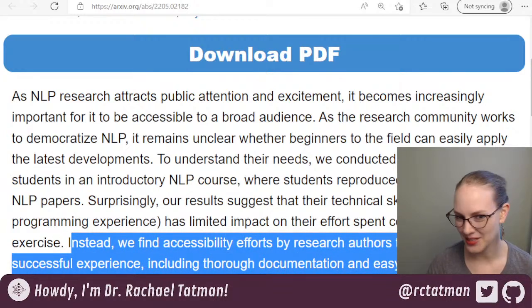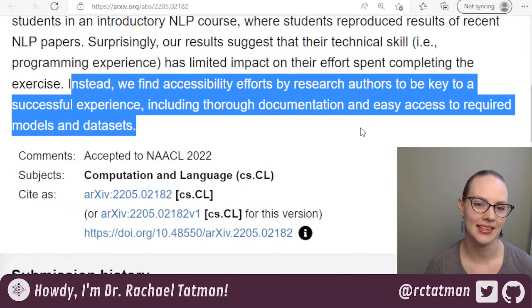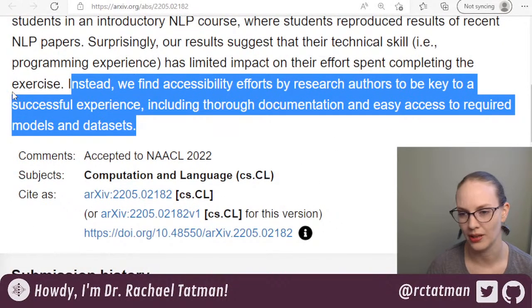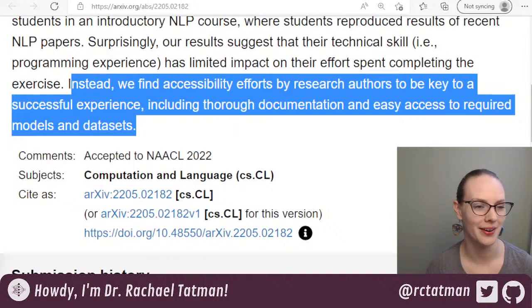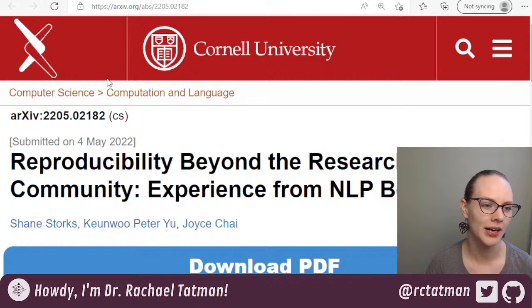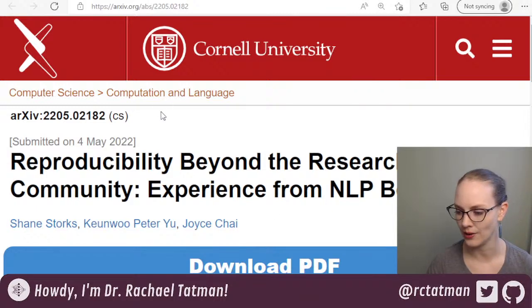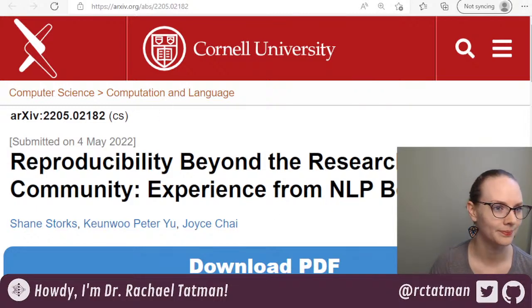So documentation is important, and easy access, oh sorry, that's behind my head. Easy access to the required models and data sets is really important for people to be able to replicate work, which has also been my own experience. And I'm sure those of you who've tried to replicate work, it has also been your experience. So cool paper. I really want to be able to dig into it more. And it is Reproducibility Beyond the Research Community: Experience from NLP Beginners by Storks, Yu, and Chai, and that'll be at NAACL 2022, so this year.